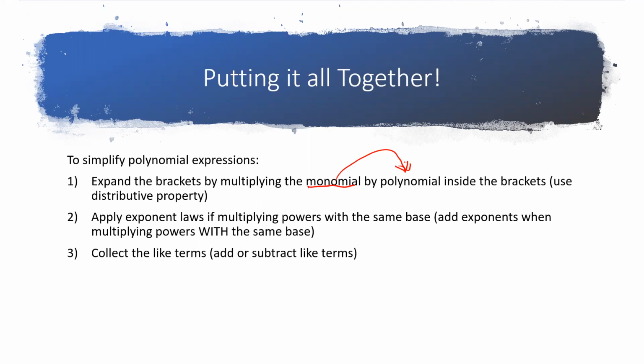And finally, you collect up the like terms. So once you've actually distributed and simplified the terms, you look for any terms that have the same variable and same exponent. And if they have the same variable and same exponent, we simply add or subtract the like terms, and we do that by adding the coefficients that are in front. So hopefully that kind of makes sense. So let's look at some examples here.